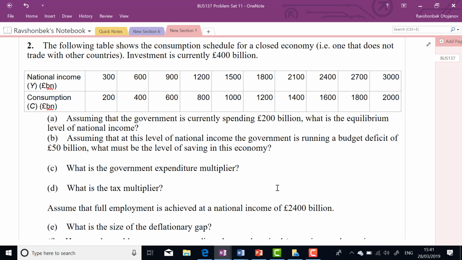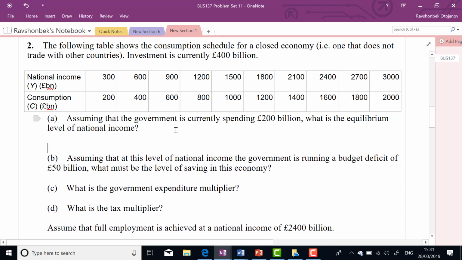Okay, let's do this second question. The following table shows the consumption schedule for a closed economy, one that does not trade with other countries. So notice this, we don't have exports, we don't have imports here because it says does not trade with other countries. Yeah? Investment is currently 400 billion. Okay, you also have national income and consumption for each national income category. Now, A, assume that the government is currently spending 200 billion. So government is currently spending 200 billion. Okay, and that's G. What is the equilibrium level of national income?